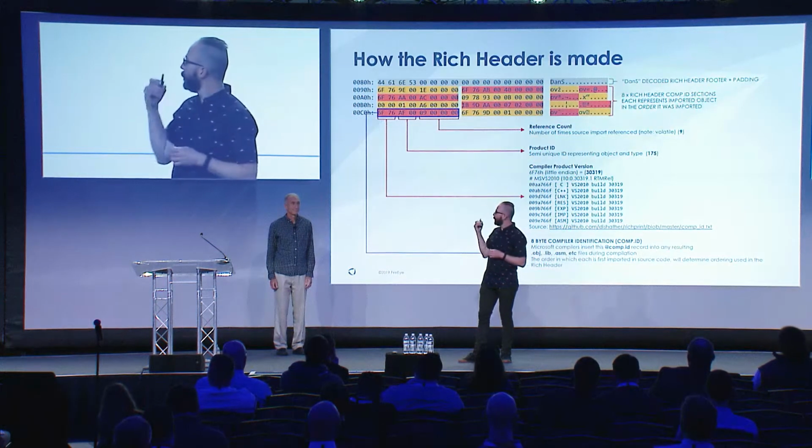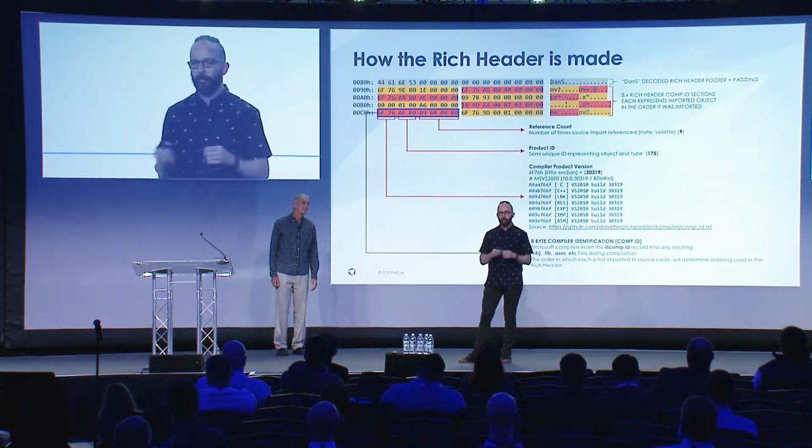But what I want to quickly discuss is how that clear version of the rich header is made. If I now take that data that I've decoded, you can see a few things here. One, it starts with DanS, which is the string I mentioned before. Two, it's made up of these 8-byte units we call comp IDs. Each of these 8-byte comp IDs represents an import that was used in the original source code. It's comprised in these 8-byte keys of 3 pieces.